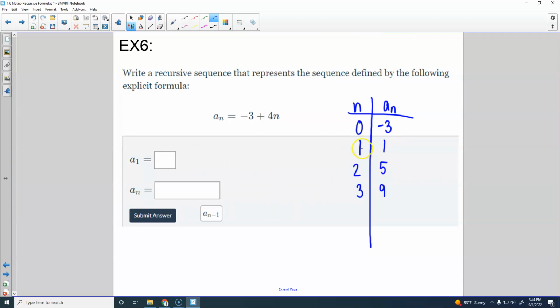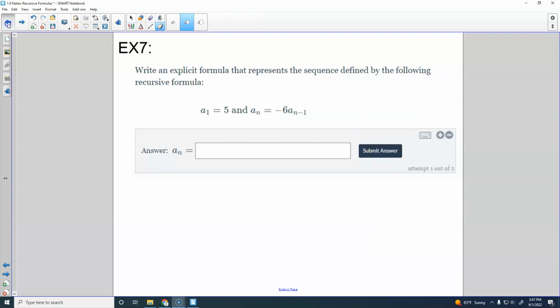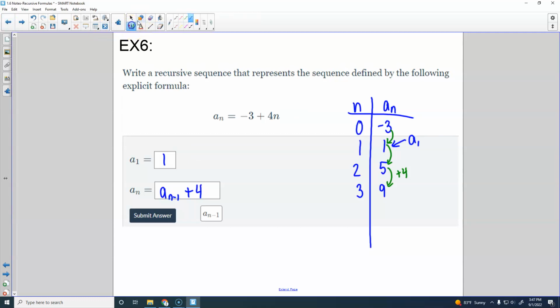Whenever I fill this in, a sub 1, here's where your n is 1, so your a sub 1 is this y value here, or well, it's in the y value column. It's actually the a sub n value. So that equals 1. And then if we look at our pattern, so we can write our formula. Each time that we go to the next term, we are adding 4. So our formula will look like this: a sub n minus 1 plus 4. So I want to point out here that this is an arithmetic sequence. It means we're adding a number each time.